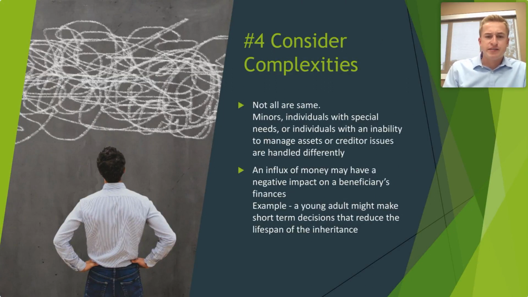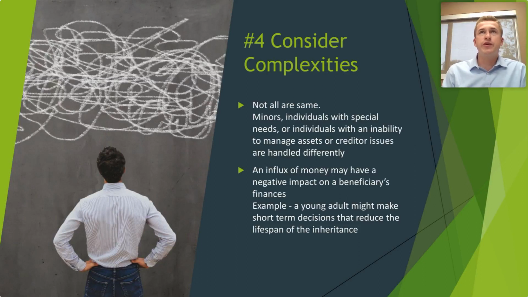Number 4, we're looking at complexities. You have to consider complex situations, and some of that might have to do with minors. There are rules on having minors listed as beneficiaries. A lot of times, if that's the case, you want to look at a trust or an account that can be held for a minor, which we'll touch on shortly. But the other thing is individuals with special needs or someone with the inability to manage assets. Maybe it's a maturity issue. Maybe they're in a lot of debt.